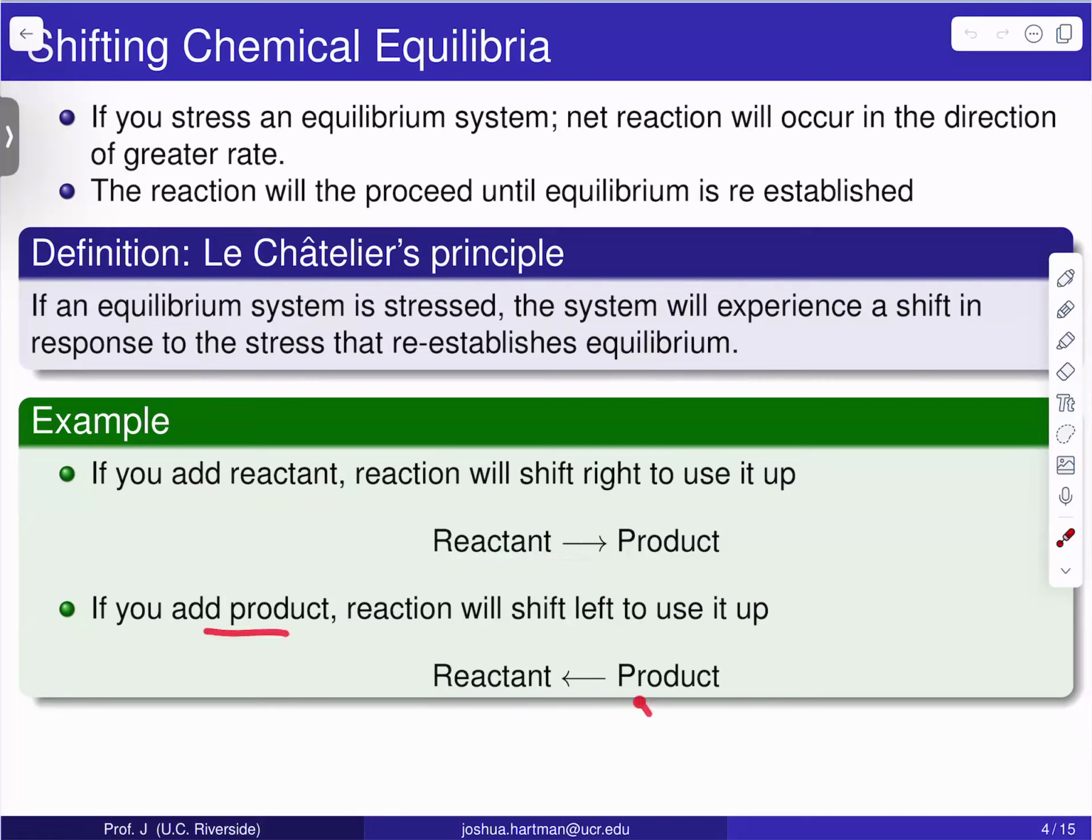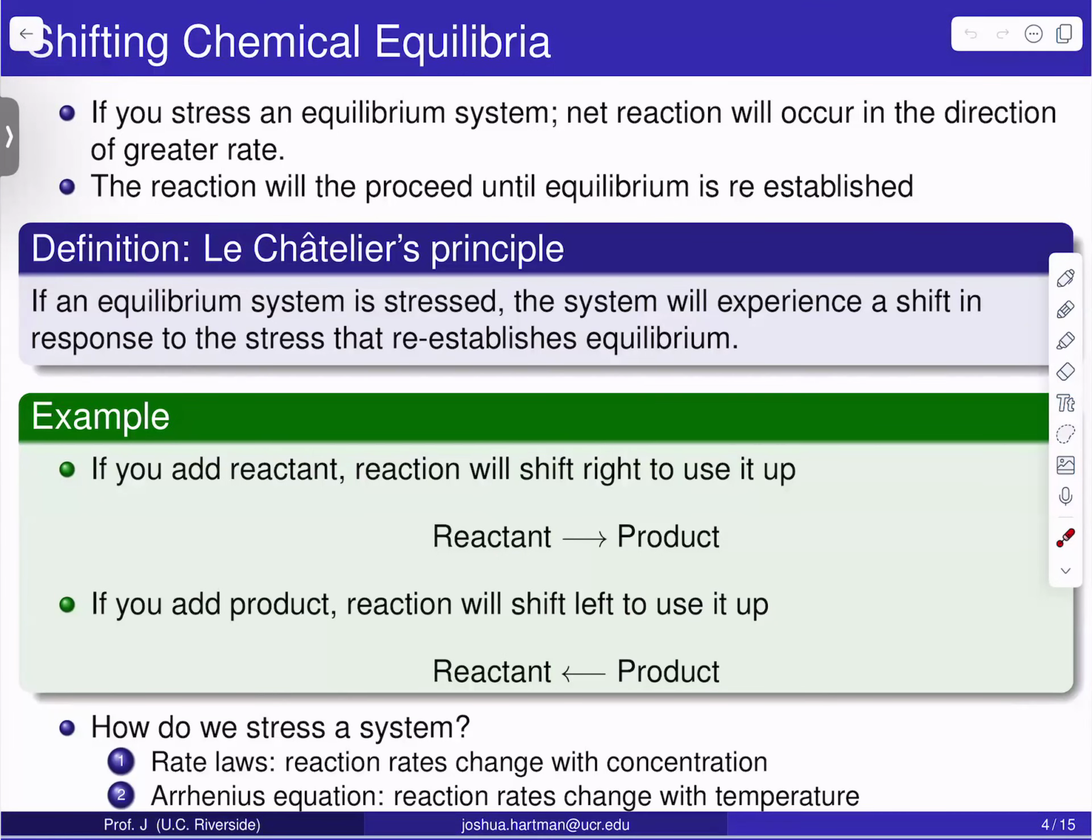Conversely, if you add more product, then the reaction will shift to the left in order to use up that additional product. Again, because if you add more product, the rate of the reverse reaction is going to increase. And you'll get that shift to the left until that chemical equilibrium is reestablished.